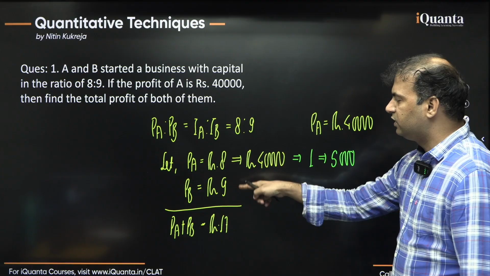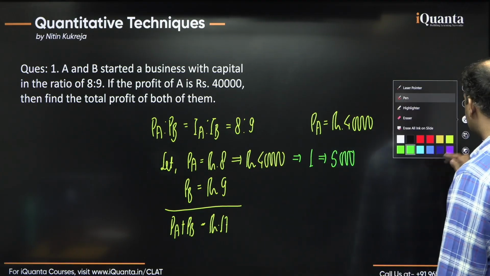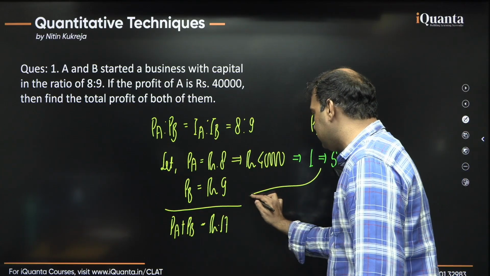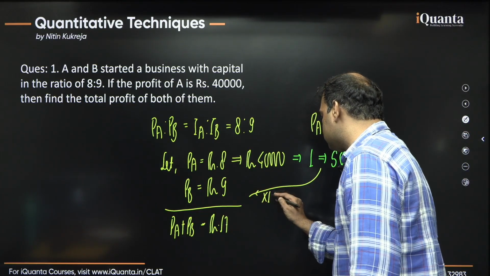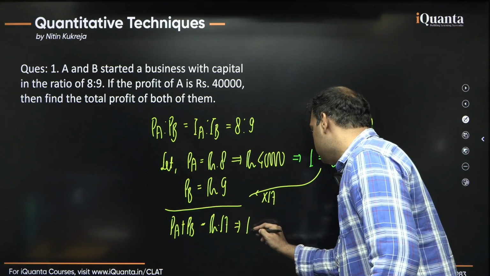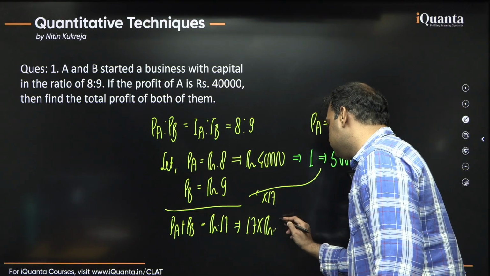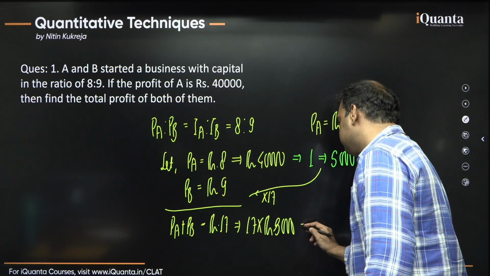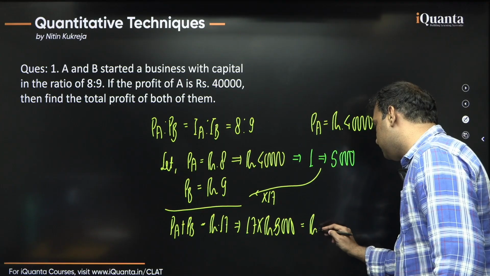Simple. 40 by 8 is 5,000. So if one of the assumption is 5, that means 17 of the assumption must be what? Again, unitary method. 1 is 5,000, so 17 must be 17 into 5,000. What is 17 into 5,000? 17 5 is 85, so this must be 85,000.